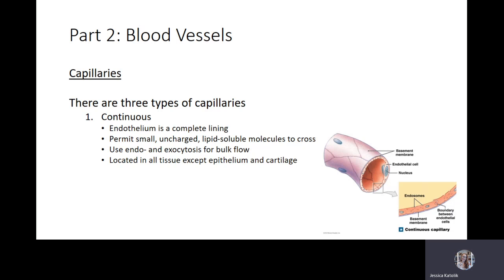These capillaries are going to be found in all tissues of the body except epithelium and cartilage. Those tissues are avascular, so they're not going to have blood vessels at all. So that's the continuous one. Let's look at the fenestrated.